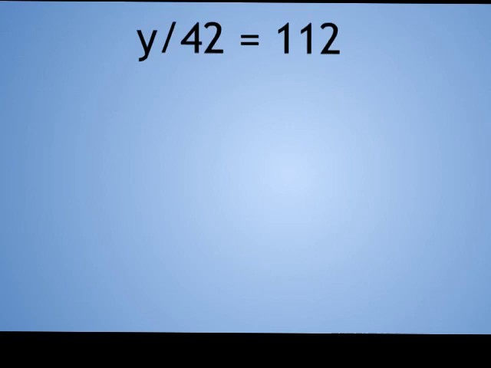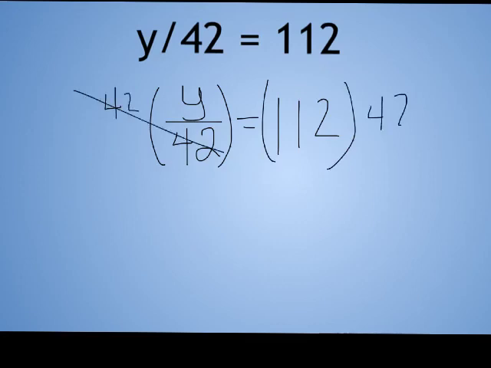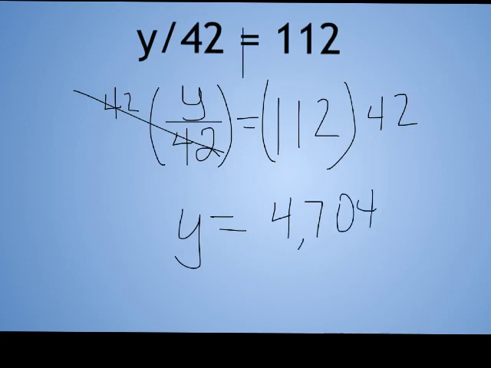Last problem. I'm going to rewrite this one because I want to really show how we should undo this division. y over 42 means y divided by 42, right? We just said you undo division with multiplication. So I'm going to undo divided by 42 by multiplying by 42. So looking at that, I know that it's going to be a pretty large solution. 112 times 42, we get y equals 4,704. Oh, bad habit. I didn't put the line in. Put the line in so you keep your left and right side separate.